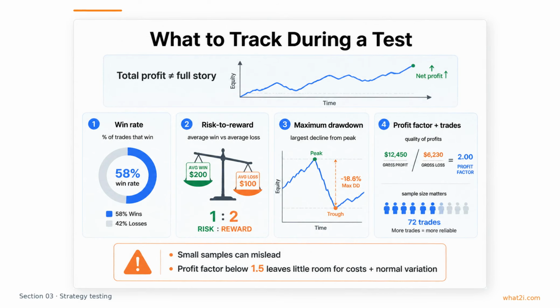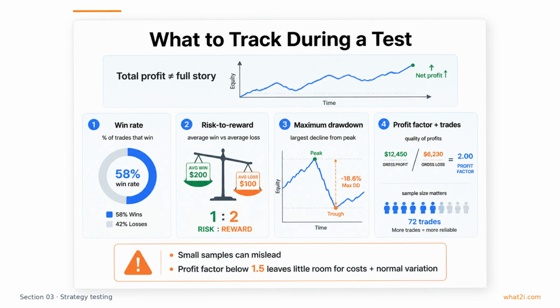When testing a strategy, total profit is only one part of the picture. You also need to track win rate, average risk to reward, maximum drawdown, profit factor, and the number of trades in the sample. These measures work together to show whether performance is durable or misleading. For example, a high win rate can still be fragile if losses are much larger than wins. A low win rate can still be acceptable if winners are consistently bigger than losers. And small sample sizes can make any result look more certain than it really is.